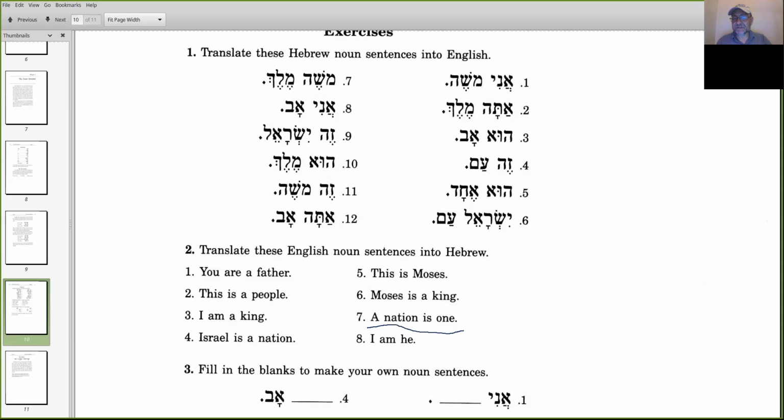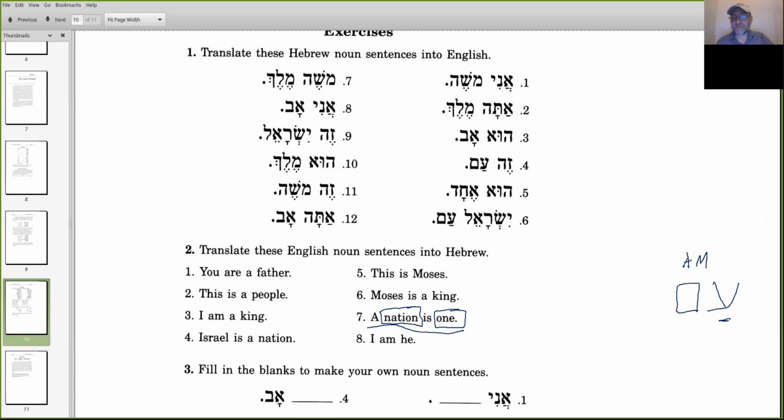A nation is one. So the two words in here that we need to focus on is nation. So we know that is right? And the word one in Hebrew is echad. Okay, so we could start out by writing the word for nation, which is the ayin. Sort of looks like an inverted Y with a patach and a mem sofit. And then we would write the word echad, right?